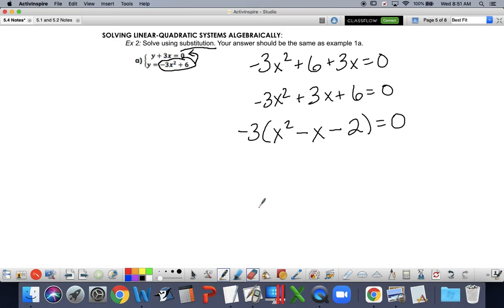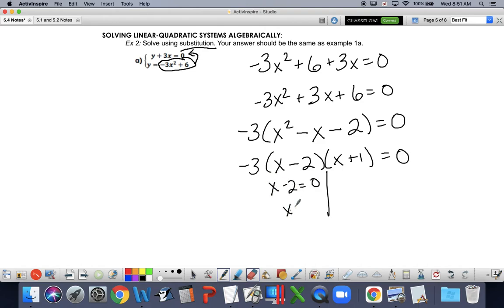Now I'm looking for 2 numbers that multiply to give me a negative 2 and add to give me a negative 1. So I have x minus 2, x plus 1. Hopefully this is starting to come back to you as you look at this. I set each one of my factors equal to 0 and solve. So my first solution is x equals 2, and my next solution is x equals negative 1.